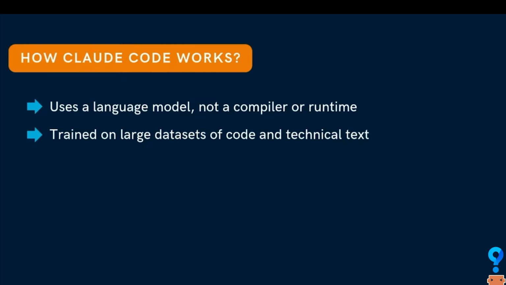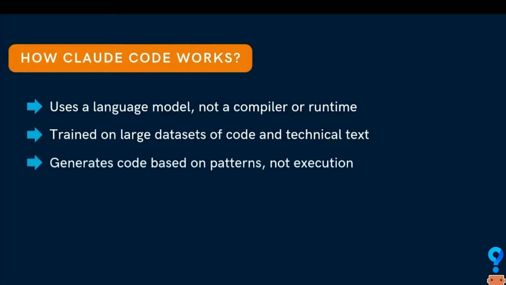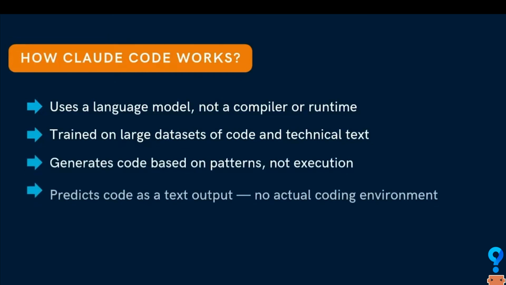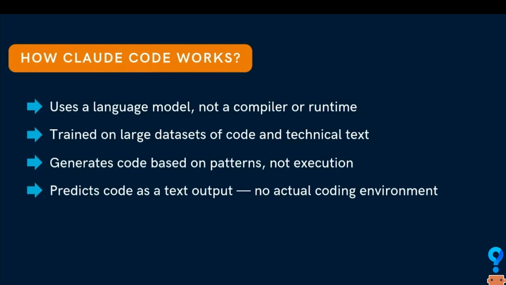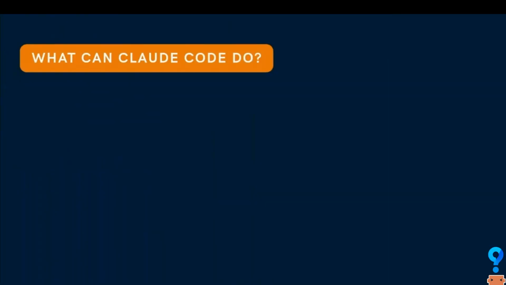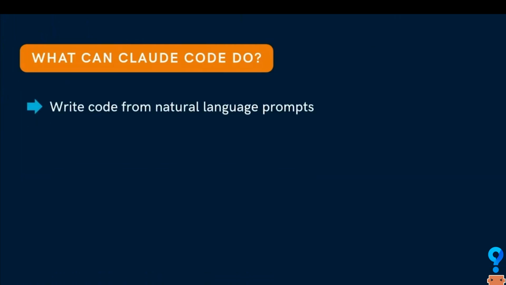When it writes code, it's not running it in the background. It's simply guessing the next best line of code based on what it's seen before. So it only gives you code as text. You'll have to test it and check for compiler or interpreter issues. So what can you actually do with Claude Code? Quite a lot. You can tell it something like, write a Python program to print the first 10 even numbers, and it will give you the function, saving you time and effort.